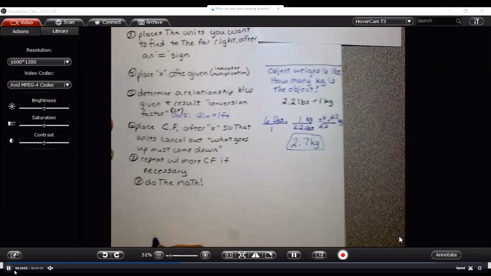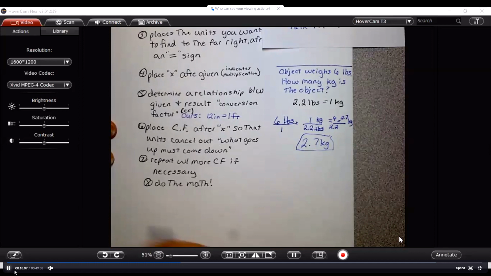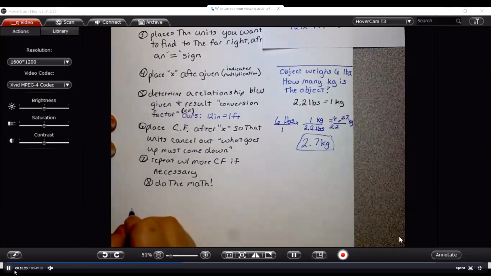We're going to go ahead and do a third example now, and I'm going to do it at the bottom of the page here so I have a little bit more room. This one's going to be a little more complicated. In order to do this example, we're going to need more than one conversion factor. So this will be one where we have several steps.